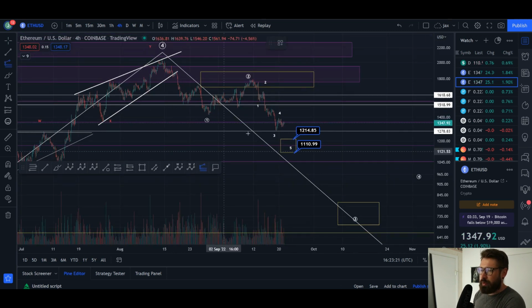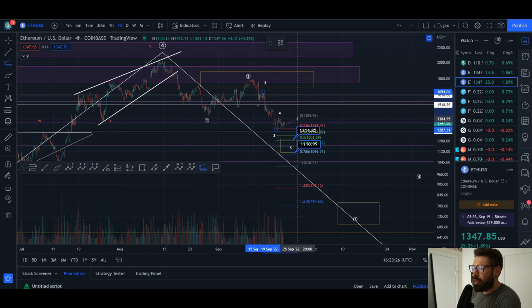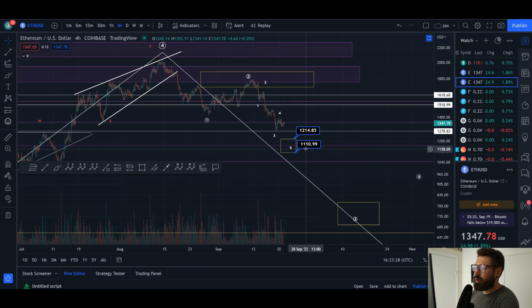Let me make sure that this measurement is correct. If this were to be the top of the wave 4, yeah, this measurement is correct for a wave 5 in between 1110 and 1112. And that would be the completion of the wave 1 of the wave 3.